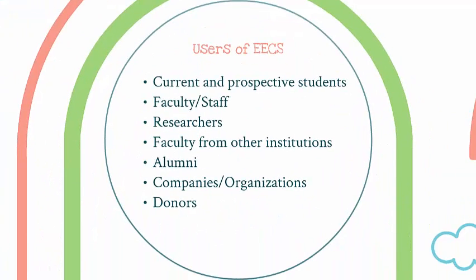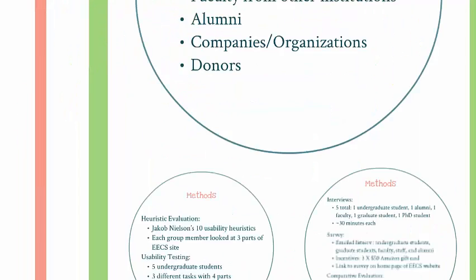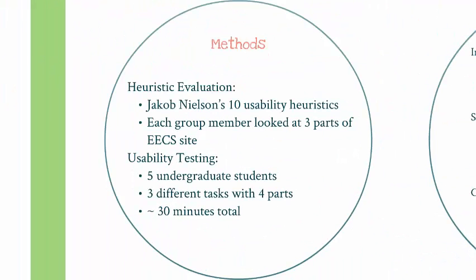The main users of the site are current and prospective students, faculty and staff, researchers, companies, organizations, alumni, and donors. Next, we will be talking about methods of our 5 projects. We conducted 5 studies to understand what could be improved in the EECS website.